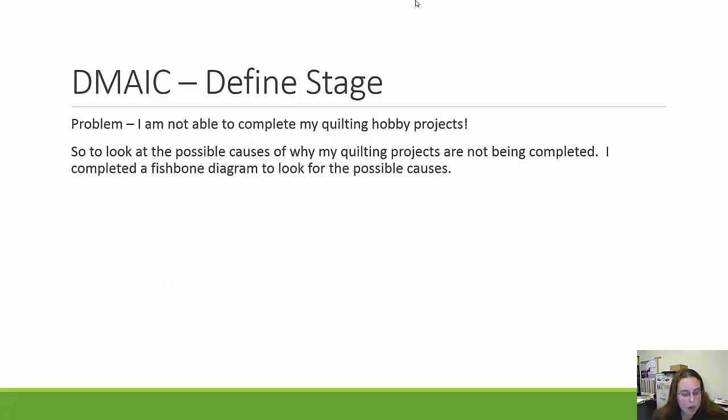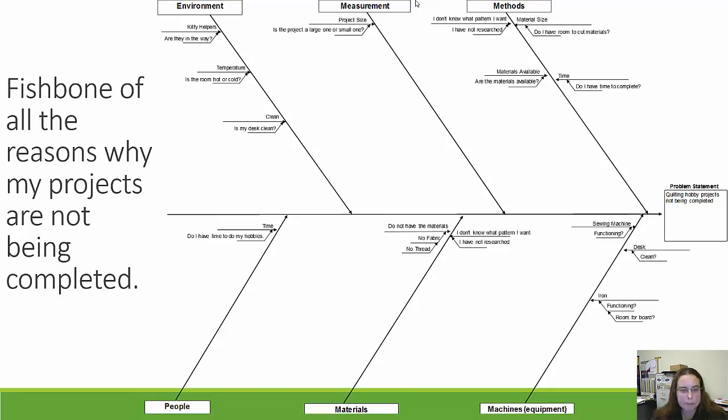So, I looked at the possible reasons why my quilting projects are not being completed by completing a fishbone diagram. I looked at the environment. I have a lot of kitty helpers, and they have a tendency of getting in the way and pulling and pushing and grabbing things and running off with stuff. So they do affect my completion rate.